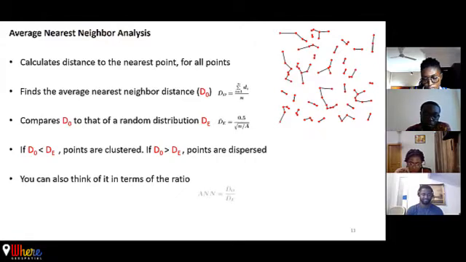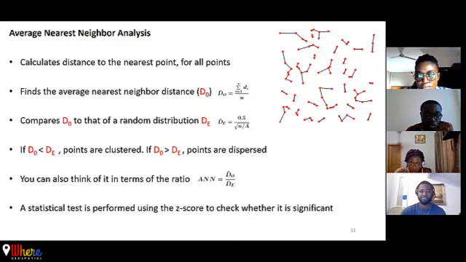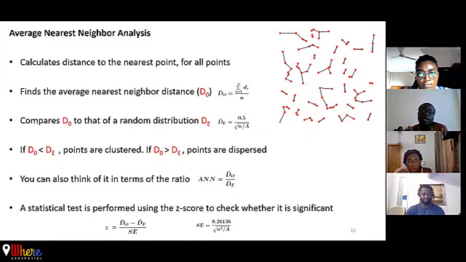Someone can also look at it from the ratio point of view, dividing D naught over DE. Once you do that, if the answer for ANN is 1, then that tells us that the points are occurring at random, because D naught and DE are almost the same. GIS also helps us subject this to a statistical analysis, to say this is the confidence level at which we can say we are sure that these points are clustered or not. That is done with these formulas at the bottom here.